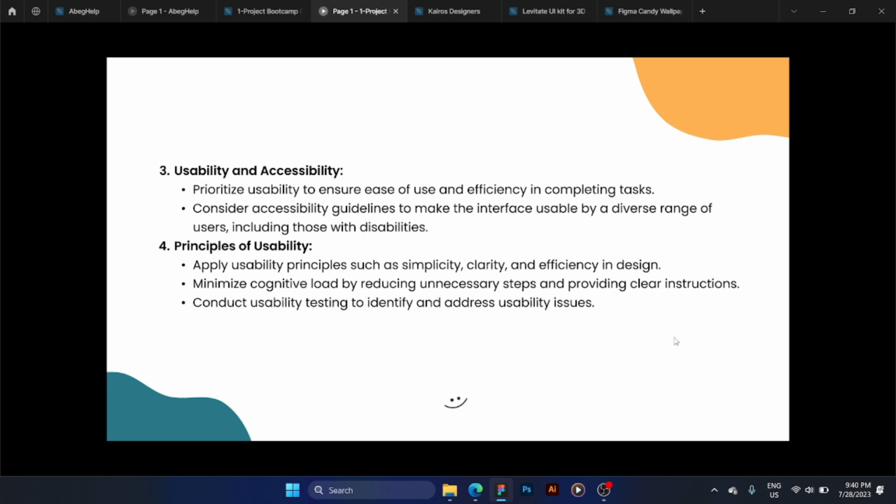So the fourth one is principles of usability. Apply usability principles such as simplicity, clarity, and efficiency in design. So remember from point three that we talked about accessibility, one of the things that we also talk about there is how clear what you are designing is.